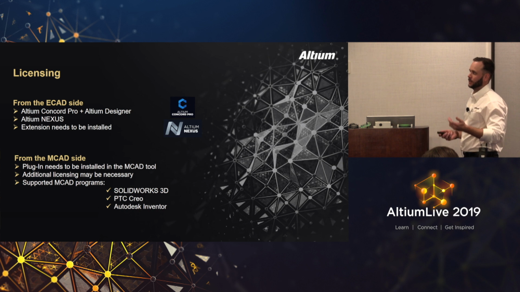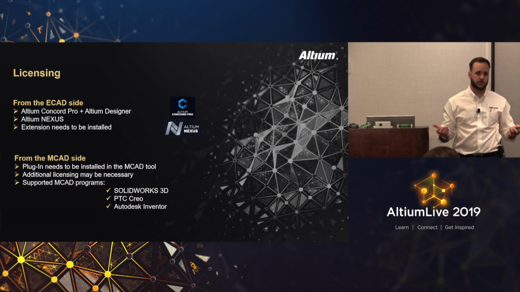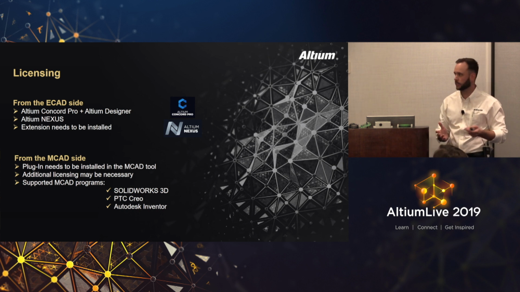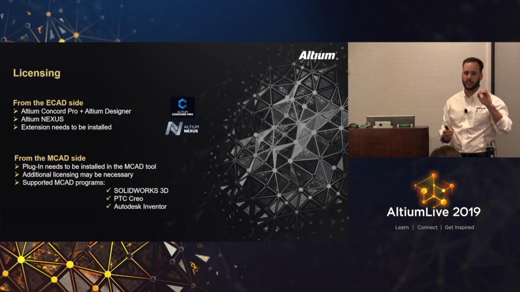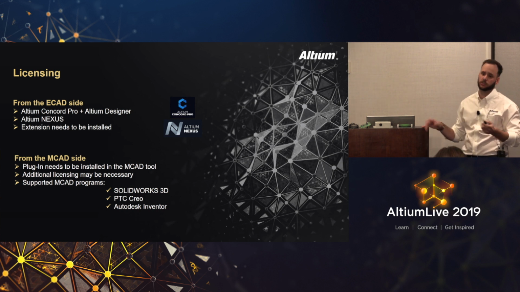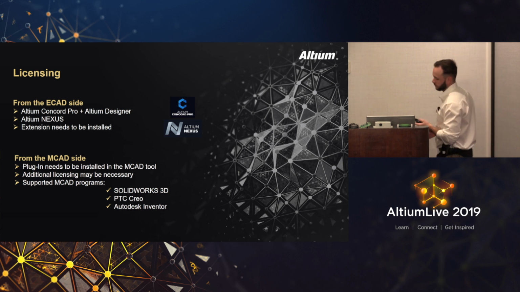So from the ECAD side, we mentioned you need Nexus, you need Concord Pro, and it's just an extension that needs to be installed within the extensions and updates. And then from the mechanical side, there's a plugin. For us, for SolidWorks, it was just the enablement of a plugin. But depending on which mechanical tool you are using, there may be a license agreement in place that you may need to purchase separate licensing through them. It's different for all of the mechanical tools that we support, and just make sure that you're using it as per the end user license agreement. And we support SolidWorks, PTC Creo, and Inventor.